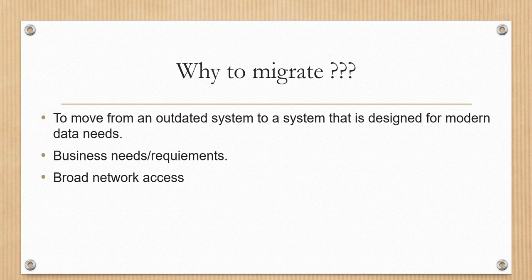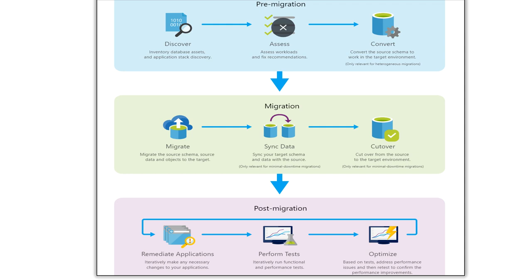There are three phases of migration: pre-migration, migration, and post-migration. In pre-migration, we need to assess whether we can migrate to the cloud or not, whether our servers are compatible to migrate or not. In migration, the actual process begins. So you migrate the data, logins, stored procedures, linked servers, and so on. And after migrating, what do you need to do? That comes in post-migration. All of this is given on the Microsoft website. I'll share the link in the description.